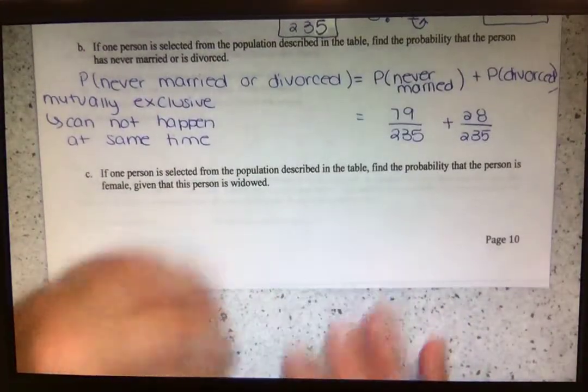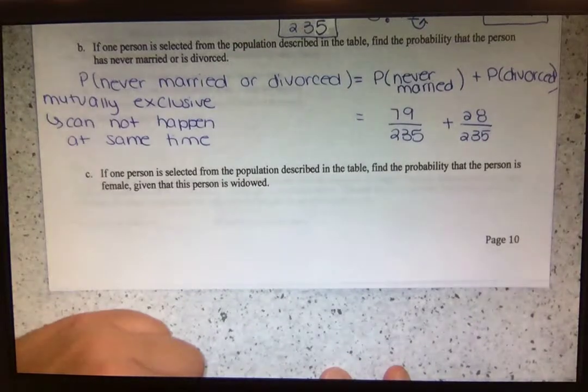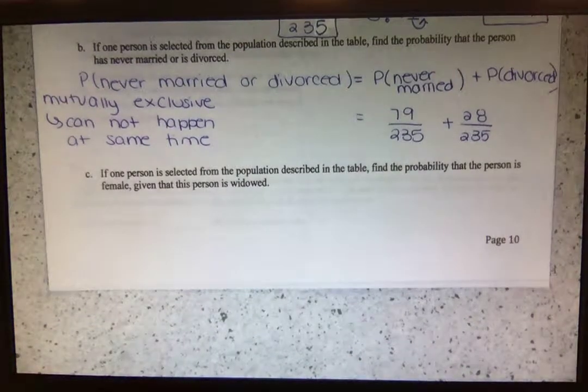Would you subtract at the end? We don't need to subtract because there's not both. They can't both be never married and divorced. But say if they could both happen, like the card situation where it could be a 3 and black, then we would subtract.